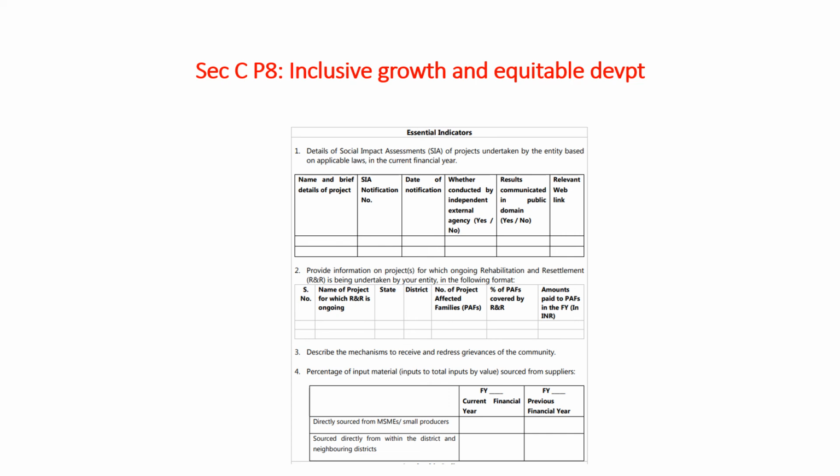Provide information on the project for which ongoing rehabilitation and resettlement is being undertaken by your entity. Suppose your project is having this rehabilitation resettlement part, and so provide details where it is happening, name, details of the project, which state, which district, and what is the mechanism to receive and redress grievances of that community. Give percentage of the input material sourced from suppliers, directly sourced from MSMEs and small producers, sourced directly from within the district and neighboring districts.